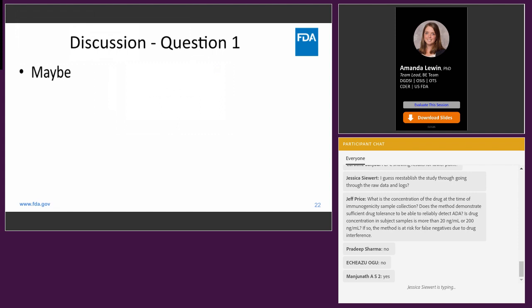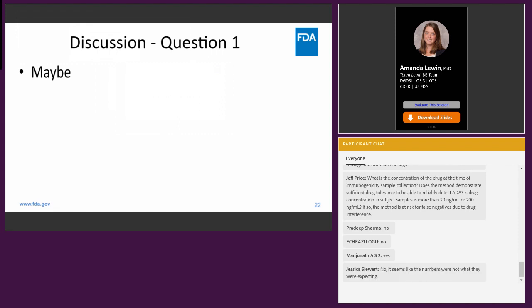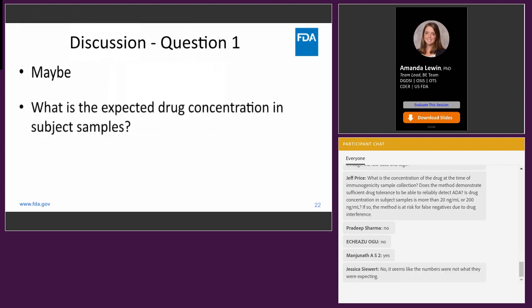I guess this is something that you loved hearing from FDA. It depends, but it does depend. And Jeff was getting right on the right track here: what are your concentrations in subject samples? It might not be sufficient. If you know what you're expecting in subject samples, you know that, as Kara pointed out yesterday, you might need to try to improve drug tolerance of your assay.